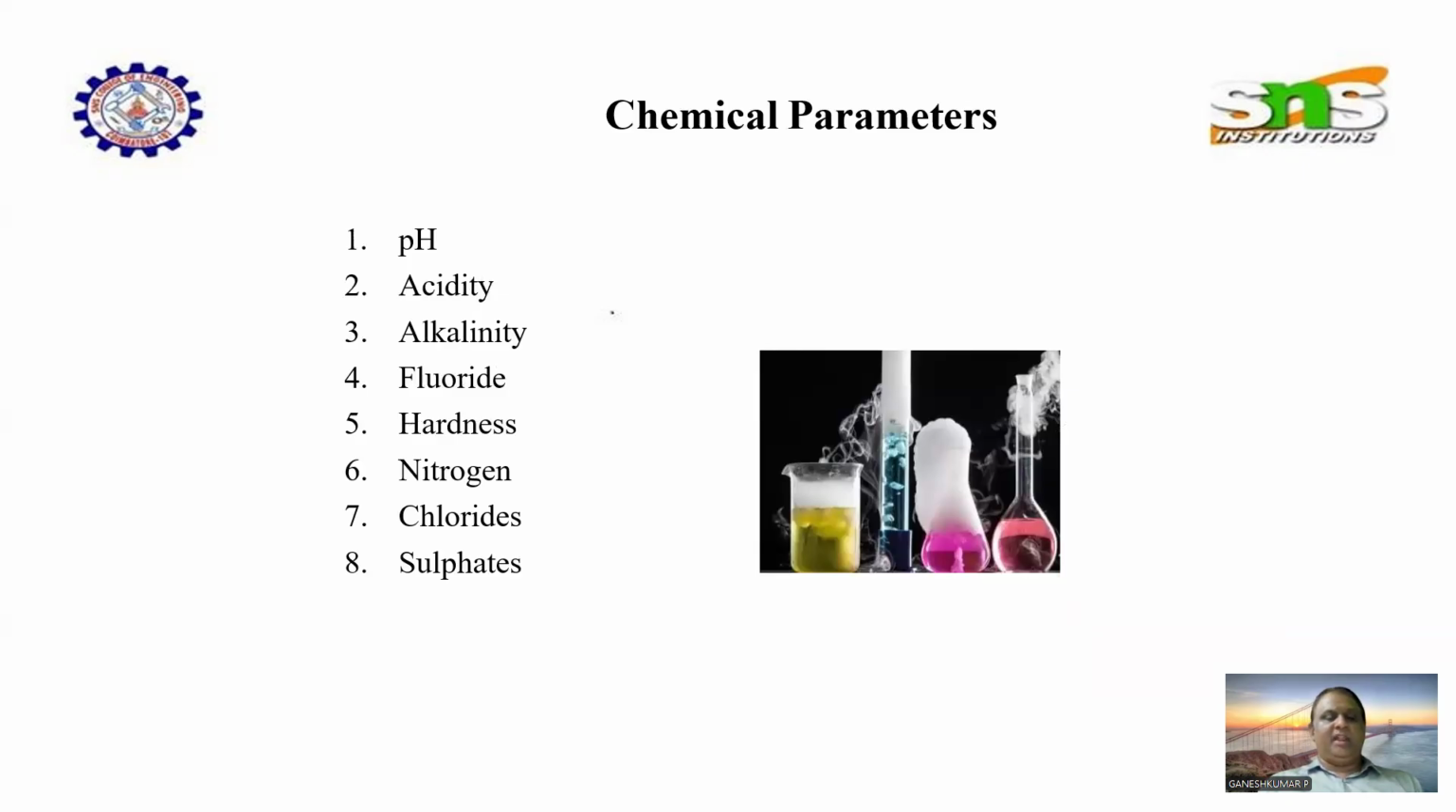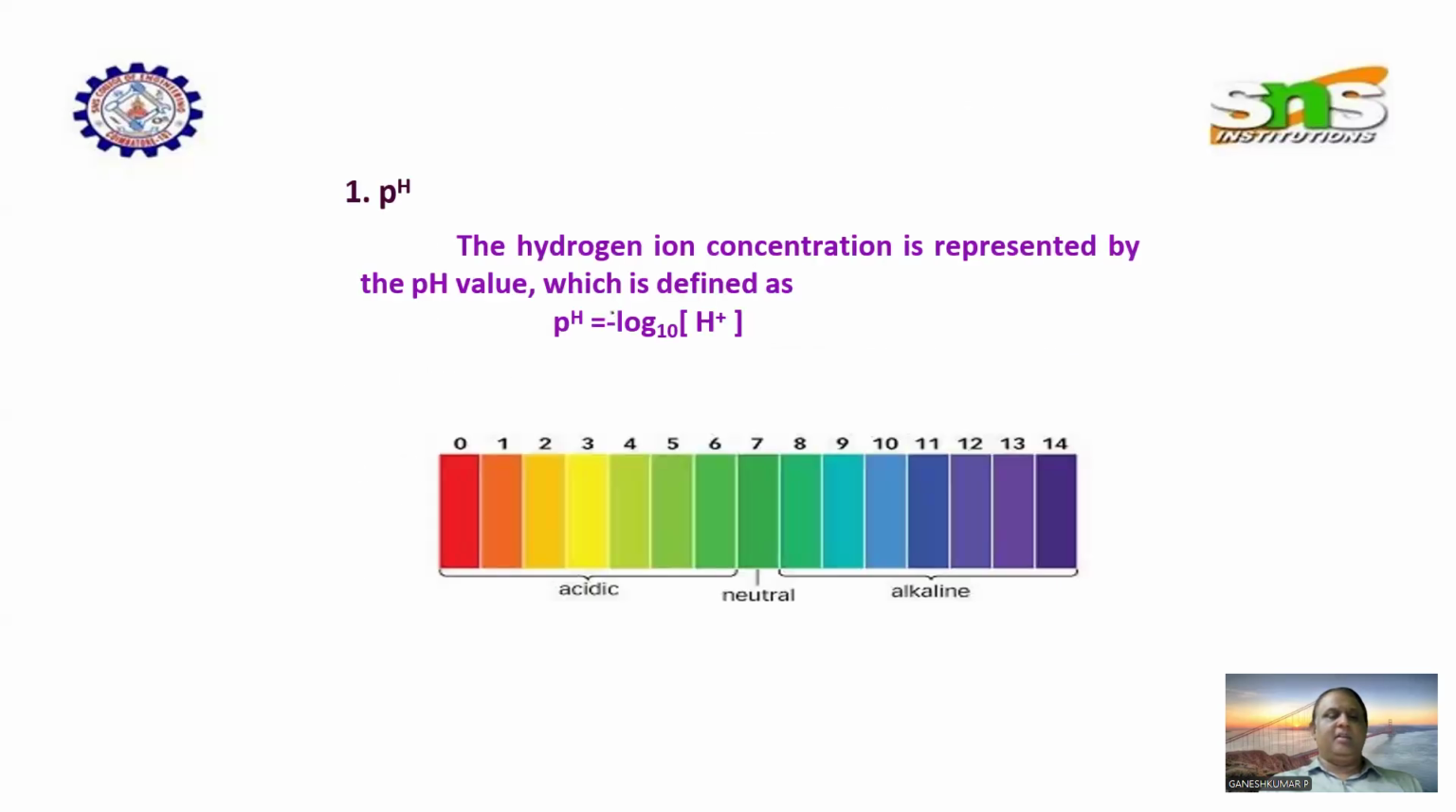So what are the chemical parameters? Water pH, water acidity, alkalinity, fluoride content, hardness, nitrogen, chlorides, sulfates. So pH, we know that pH equals minus log of H plus ion. Pure water is found to have a neutral pH, that is pH 7.